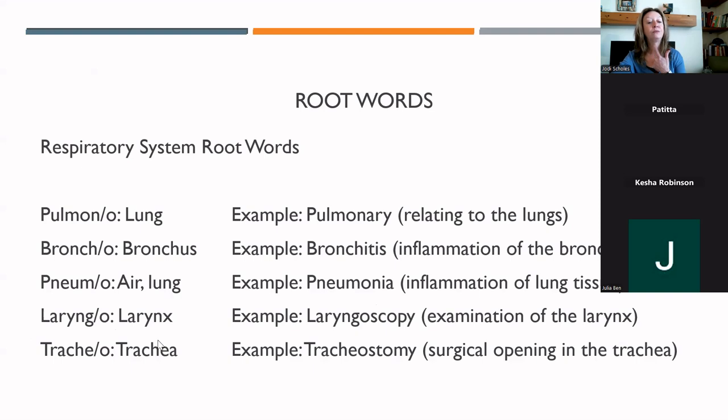The larynx, our throat. A laryngoscopy is an examination, a scope of the larynx. So they're going to usually take a little camera and put it down the larynx to see what's going on with the throat. The trachea, okay, so the larynx is our throat. There is a part of our throat that turns into the esophagus that goes to the stomach. The trachea is our windpipe.